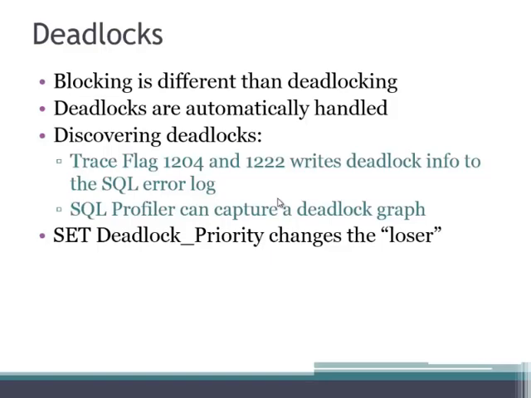Okay, it's important to realize that blocking is different than deadlocking. Deadlocking is a situation where blocking cannot be resolved. Typically, when you see blocking, particularly heavy blocking on SQL Server, it's because there's a connection that has a lot of resources locked and other connections can't get access to what they need. That's a fine thing. When it turns into deadlocking, though, it's something that's very different. SQL Server automatically handles that, and you can actually discover when deadlocks occur by turning on trace flag 1204 or 1222.